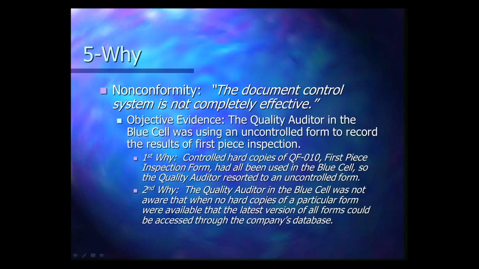Okay, let's look at our second example. The document control system is not completely effective. In our objective evidence, the quality auditor in the blue cell was using an uncontrolled form to record the results of first piece inspection. Well, why were they using an uncontrolled form? Well, the controlled version of the form had all been used up in the blue cell, so the quality auditor resorted to an uncontrolled form.